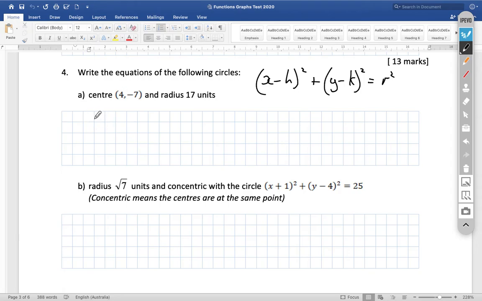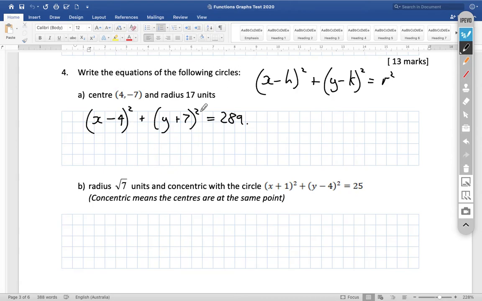The center, you just need to be careful. If that's a positive 4, that's a minus 4, right? If that's a minus 7, this will be a plus 7. Now the radius has to be squared. 17 squared, 289. Done. Okay, the radius is square root 7. Let me read the whole thing.